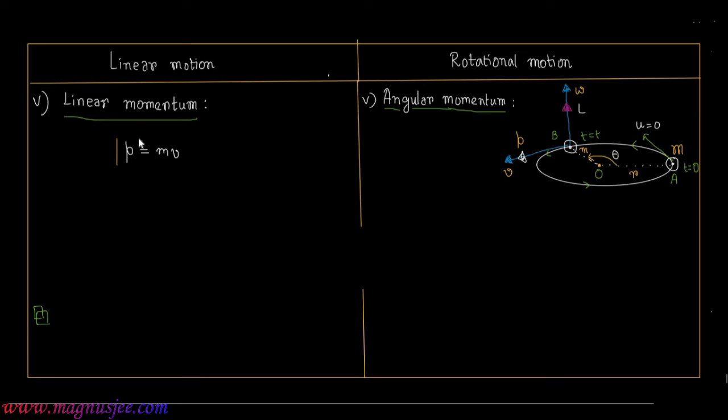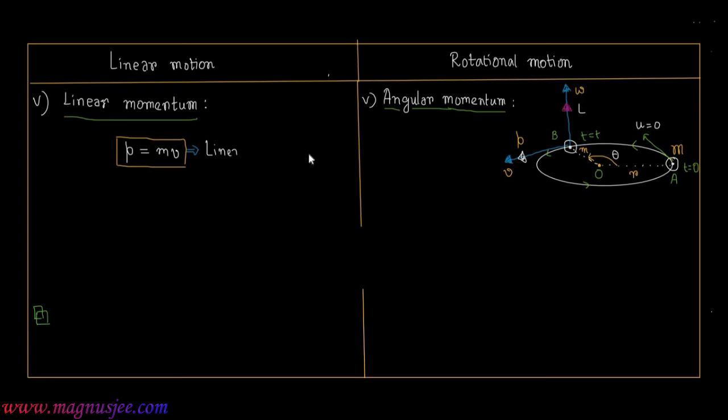P is equal to mv, which is linear momentum, and this linear momentum acts tangentially with respect to the horizontal circular orbit. That means linear momentum P is numerically equal to the product between the mass and linear velocity. P is equal to mv, which is the linear momentum or tangential momentum.